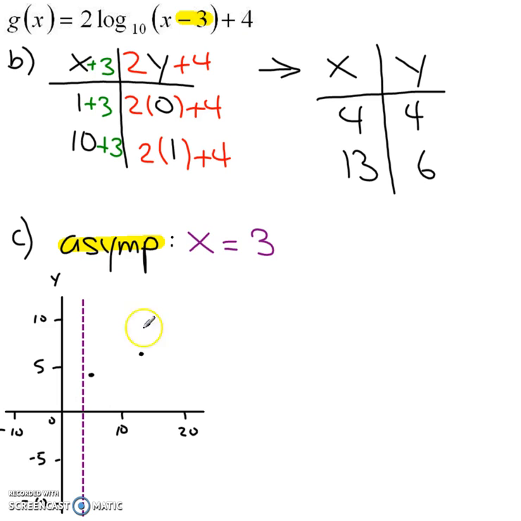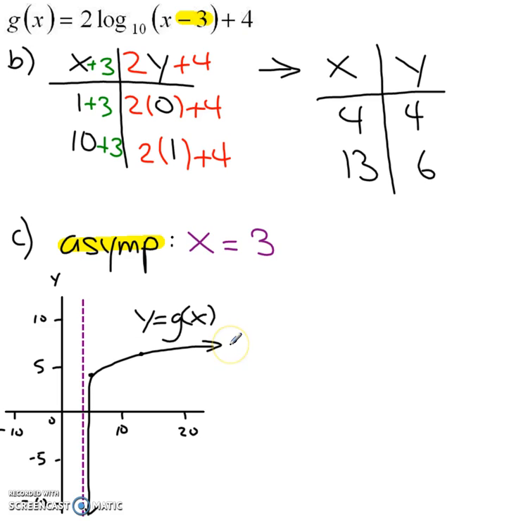Now put in your two dots, your 4, 4, and your 13, 6, and you should have what your graph looks like. Remember, your log graph did go this way, and we know it goes in this shape because there were no flips or reflections. So this was that shape that we had before.